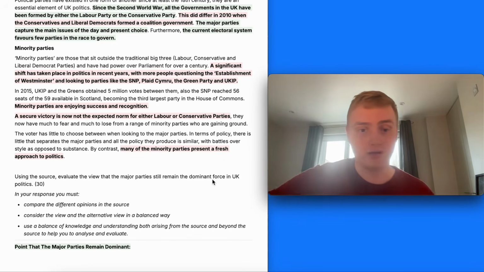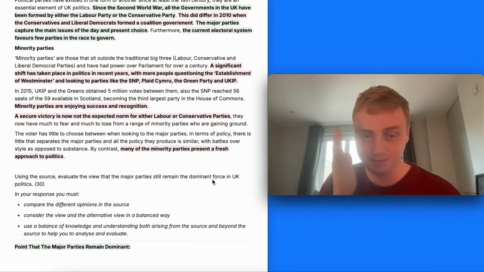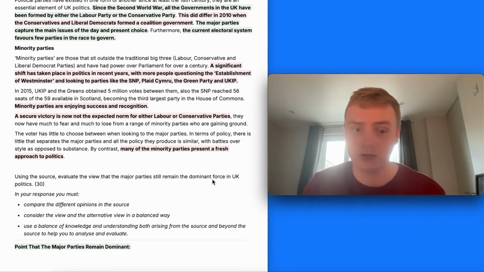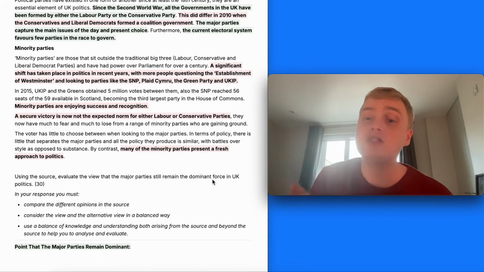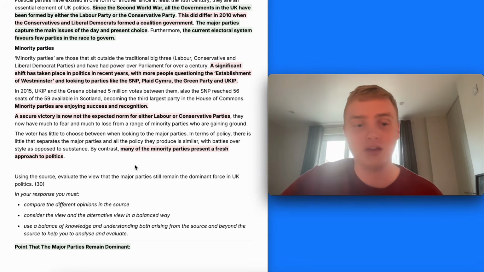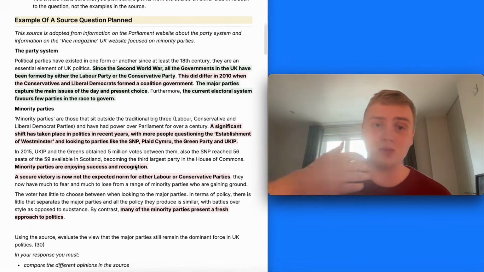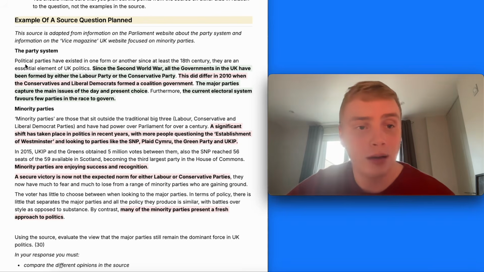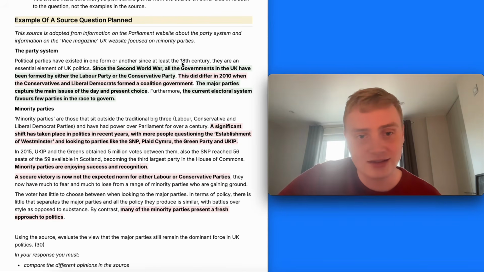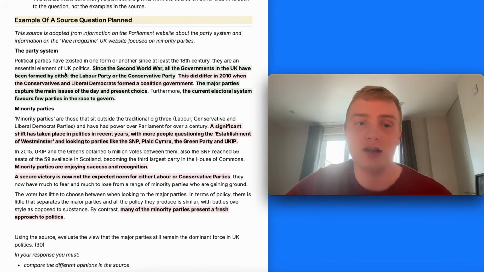So we know here we're looking for, on the one hand, arguments that major parties do remain the dominant force in UK politics, and on the other side arguments that major parties don't still remain the dominant force in UK politics. And then what we do, we go up to the start of the source and we're just going to start reading through it carefully. And what you do say, political parties have existed in one form or other since at least the 18th century. They're an essential element of UK politics.